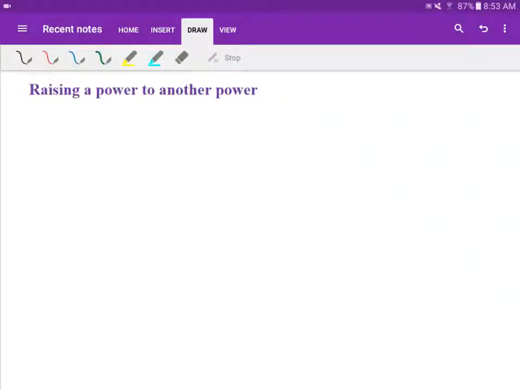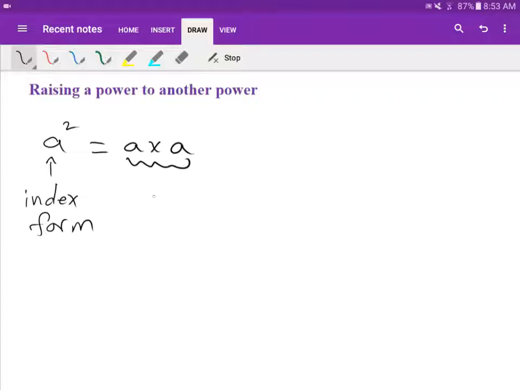Okay, from previous sessions, what we remember is a squared. a squared is a times a. Now, if you still remember, what do we call a squared? In index form. That's right, index form. And don't forget, this one we call expanded form.